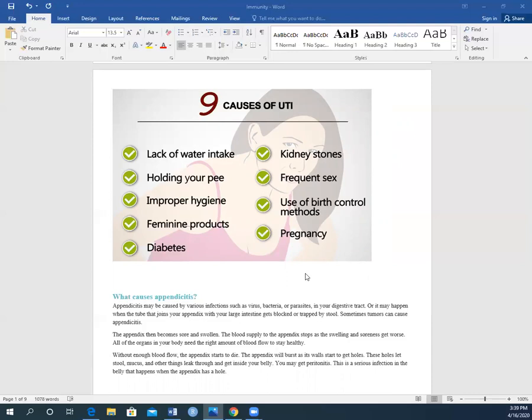Sex can be the same thing, and birth control, because you're introducing things into the reproductive tract and it sits so close to the urinary tract, it's very easy to introduce pathogens from the reproductive tract into that urinary tract. Diabetes is a big one. In diabetes, you have the buildup of sugar in the urine, and bacteria just absolutely love sugar, so you can have the overabundance or over multiplication of bacteria in the urinary tract.